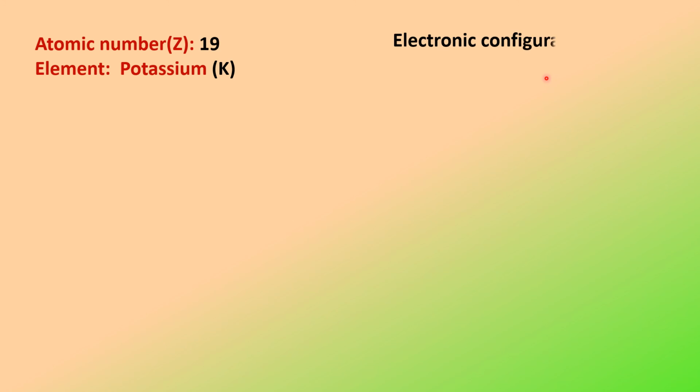The 19th element is potassium. Its symbol is K. Kalium is the Latin name for potassium. The electronic configuration for potassium is 1s2, 2s2, 2p6, 3s2, 3p6, 4s1. So from here onwards, the fourth shell has started. The fourth shell is the last shell for potassium, which contains 1 electron.